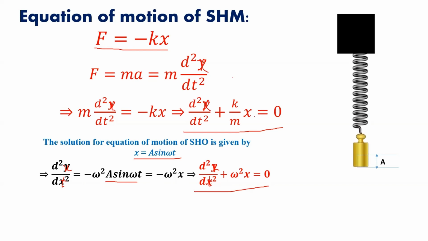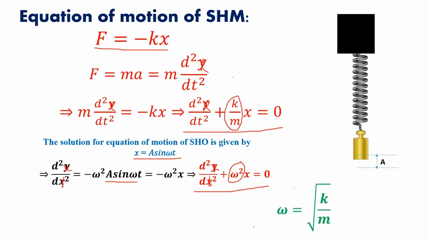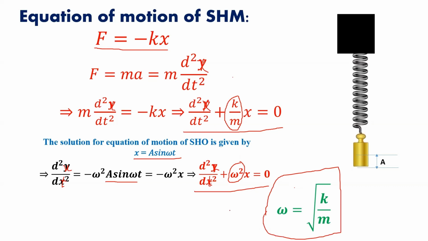Now we'll compare these two equations here. In place of k by m here, what we are having? Omega square. Therefore, omega square equal to k by m. So comparing these two, angular frequency omega equal to root k by m.